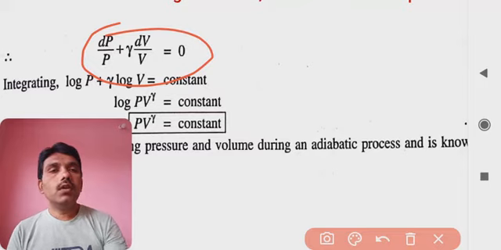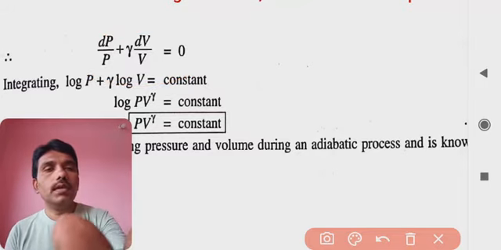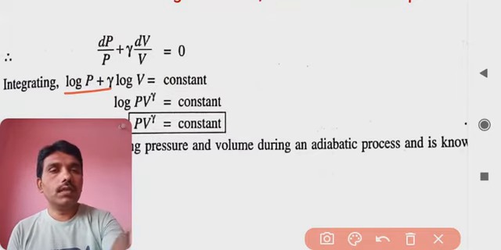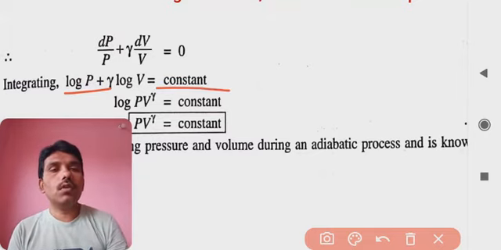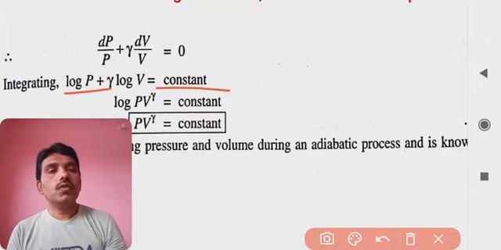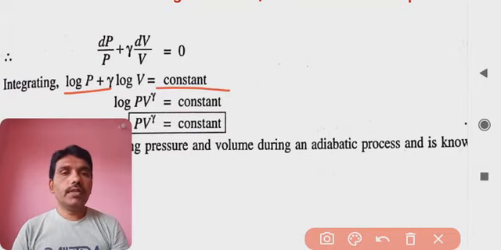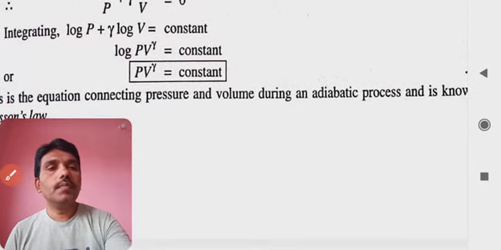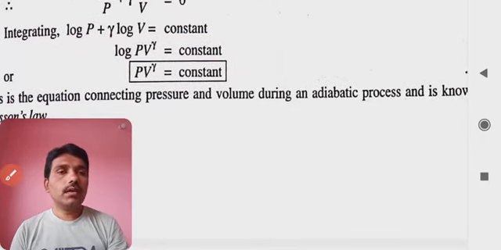Integrating again we have log of P plus gamma log of V, this value comes, is equal to constant. When we write it in log form, so log of P V raised to gamma is equal to constant, and if we remove the log, simply P V raised to gamma is equal to constant.